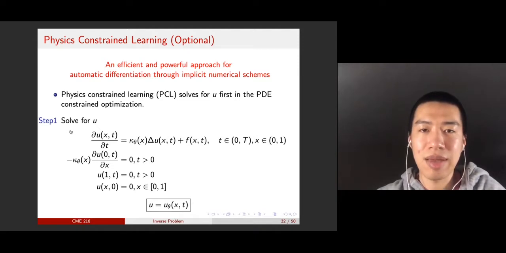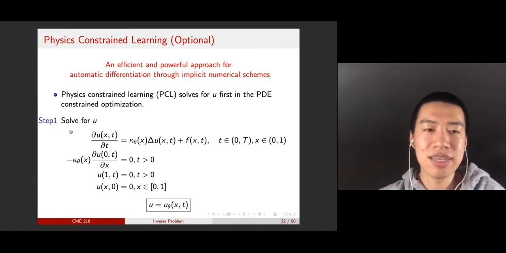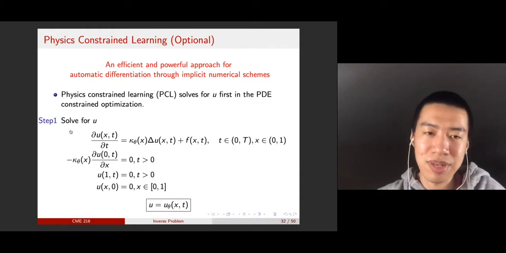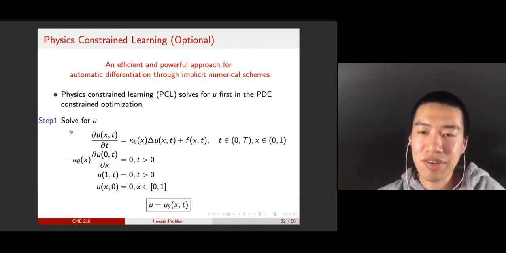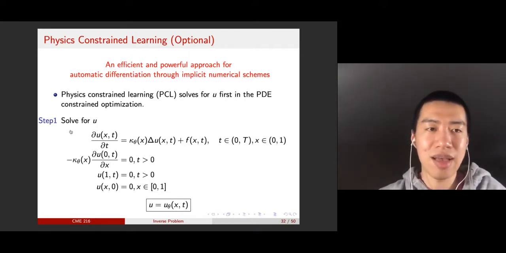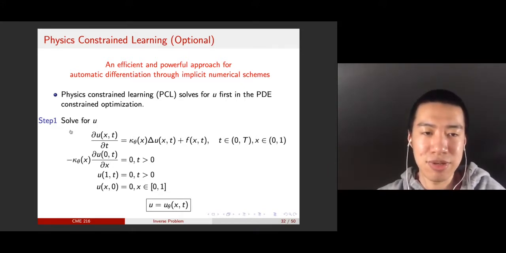So if you have a hard time understanding it and do not have too much time, you can just skip this section. Physics constrained learning, instead of penalty methods or residual minimization methods, first solves using numerical solvers in the PDE constraint optimization. Let me describe the procedure first and then have some discussion.